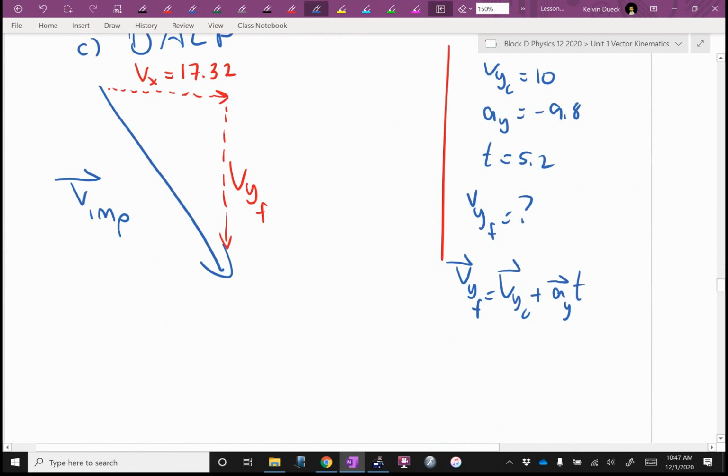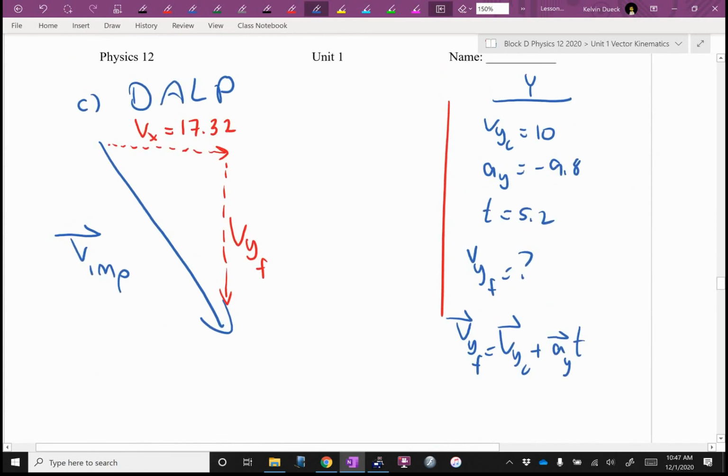What'd you get? Can you give it to me to as many sig figs as possible, since I'm going to use this to find another answer? Negative 40.96. And that's going to go in my diagram. I'm not going to include the negative on my diagram because the down arrow is the negative.